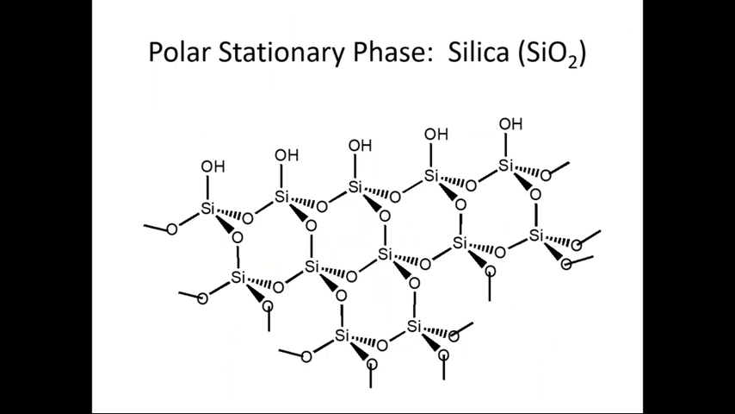So here is a polar stationary phase. That means you just have silica, and these OH groups actually contribute to the polarity of the phase. You can also have some diols, or you can also have some cyano groups on it. So that is the polar portion of the silica or the packing material.